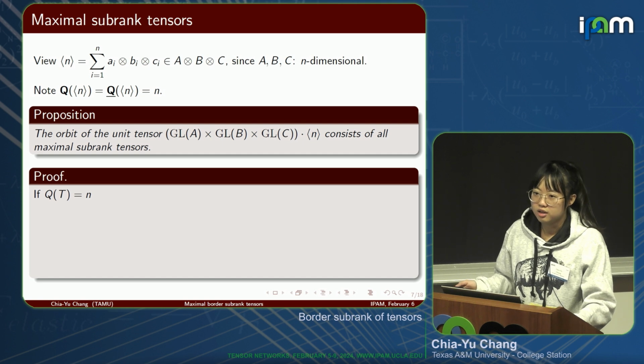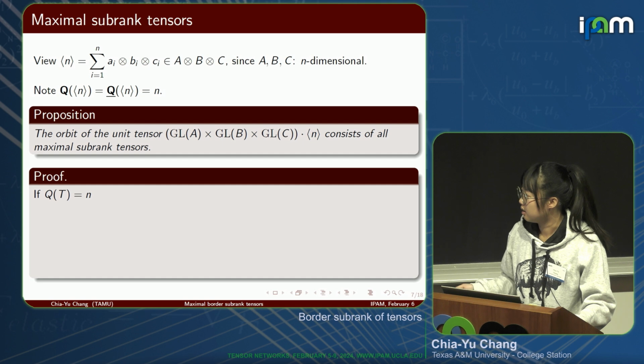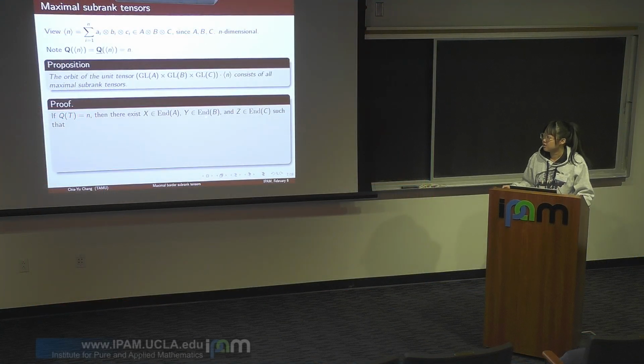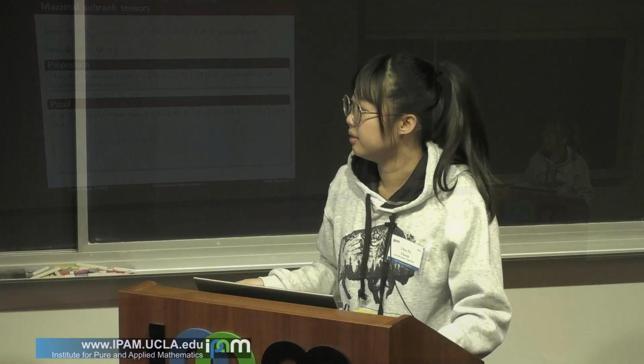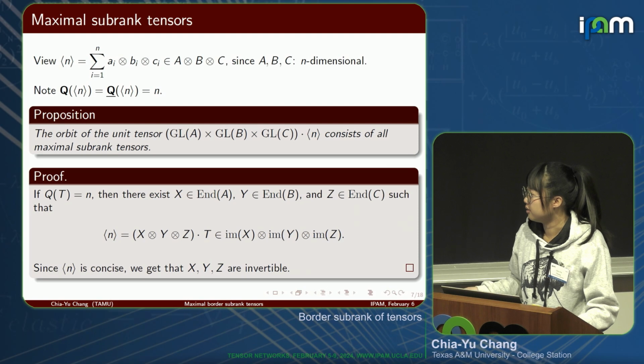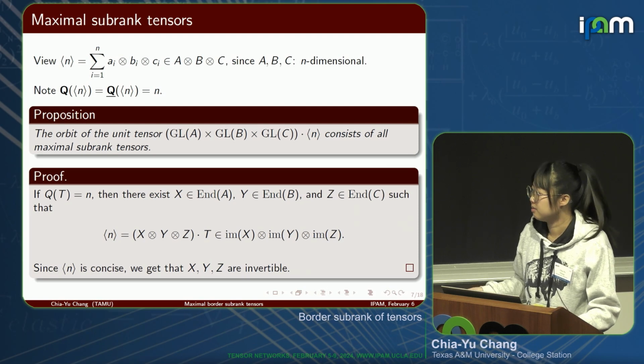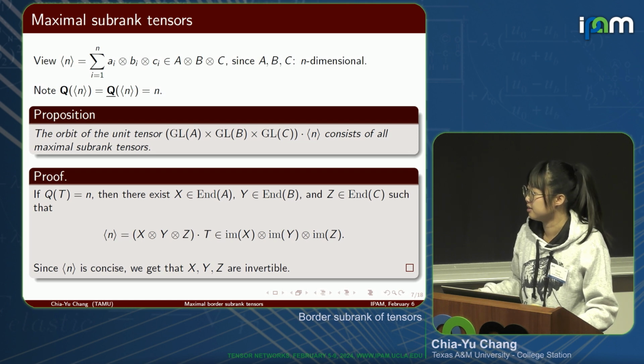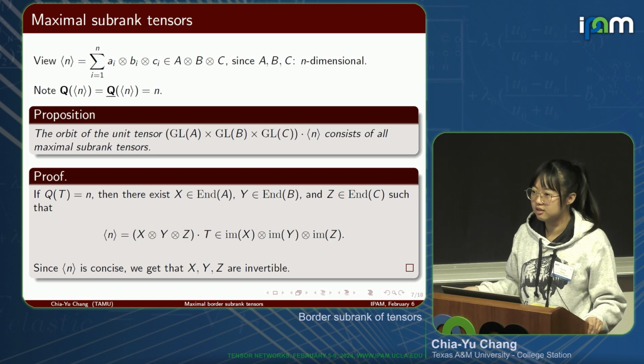Let's prove this. If a tensor T has maximal subrank, then it has subrank equal to n. That means there exist linear maps X, Y, and Z such that the unit tensor can be obtained by applying these linear maps to T. Then the unit tensor lies in the image of those linear maps. Since the unit tensor is concise, it cannot be put in a smaller tensor space, so this space must be equal to A tensor B tensor C. This implies that the image of the linear map X is equal to A, so X is invertible, and the same holds for Y and Z. Any questions?